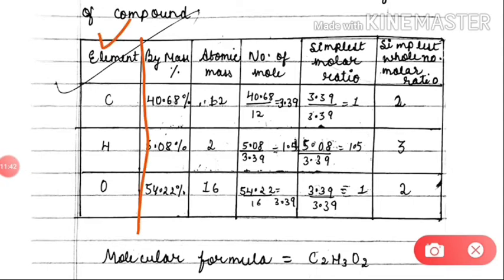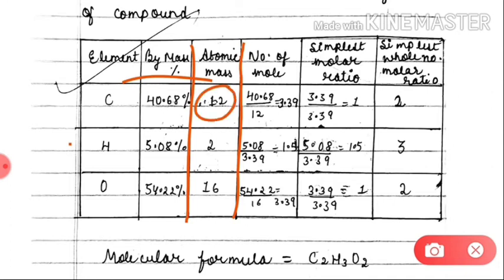First column: elements carbon, hydrogen, oxygen. Second column: mass percentage 40.68, 5.08, 54.22. In the third column we write the atomic mass of carbon, that is equal to 12. Atomic mass of hydrogen, this is the mistake, you write as 1, and atomic mass of oxygen, that is equal to 16. This is a previous year's students' copy, so some mistakes are there. So when I explain you, then make the correction.